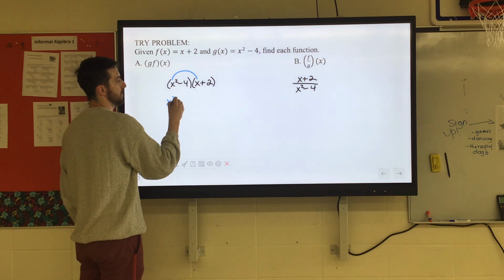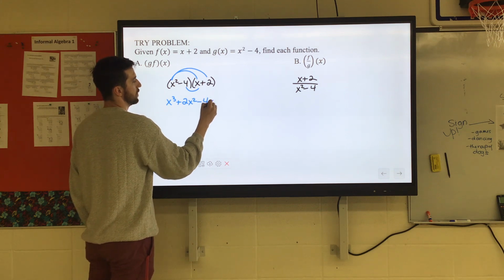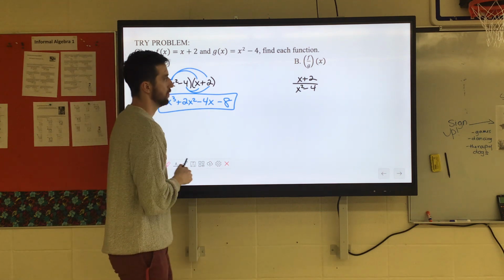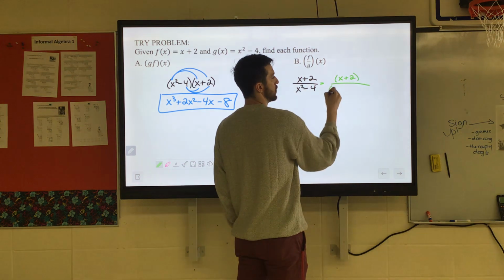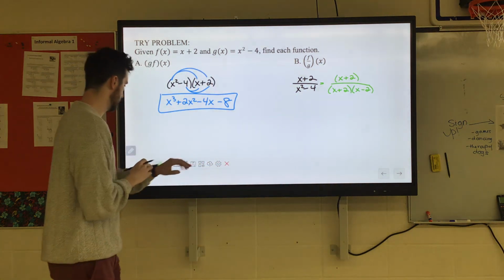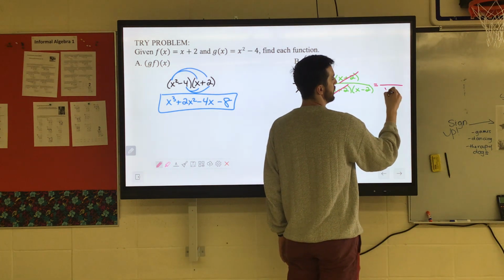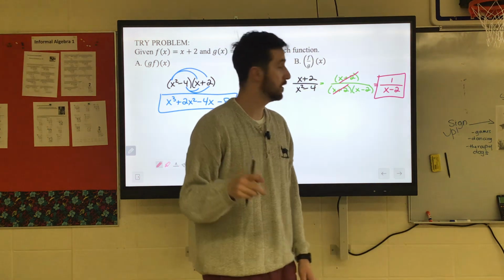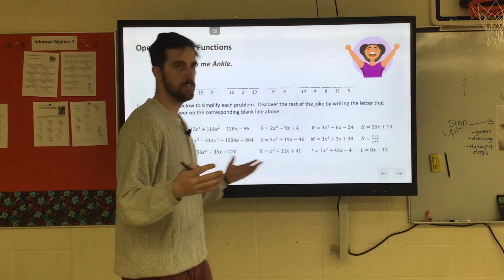Give us x to the third plus 2x squared minus 4x minus 8. No like terms. That would be it. Over here, the denominator is a difference of squares, so that would be x plus 2 times x minus 2. And then we'll be able to cancel out the x plus 2's. Now we have the x minus 2 in the denominator. You got to put a place filler on these in the numerator. That's it. Hopefully you did well on those. I think that's the end of the notes. Hey, good job. You did it.